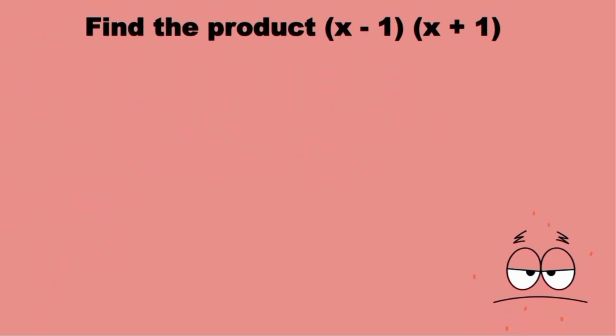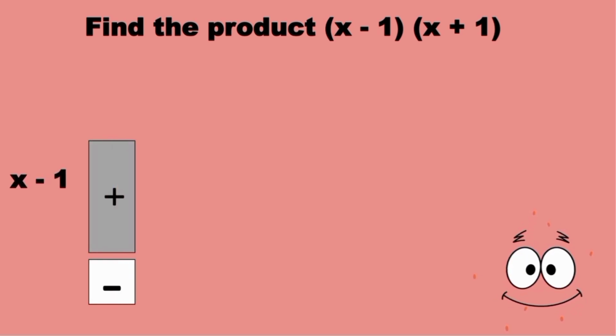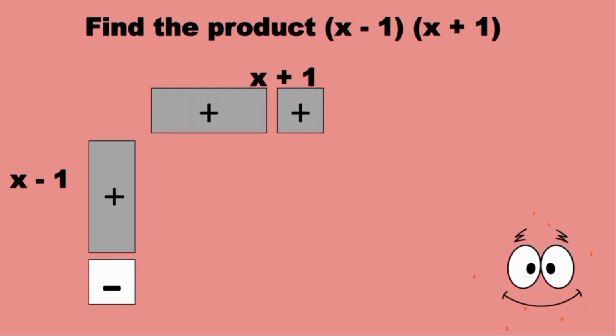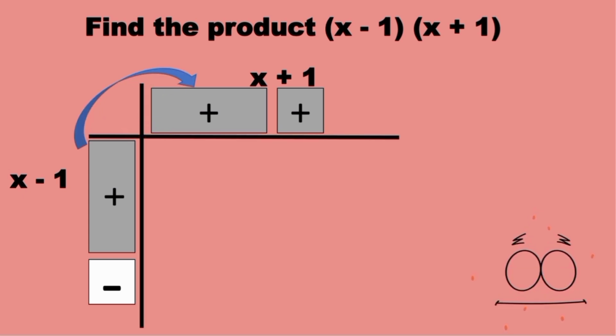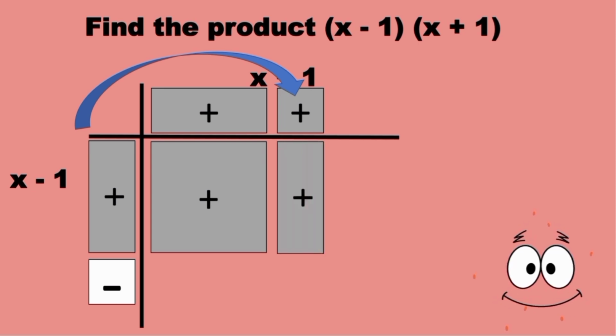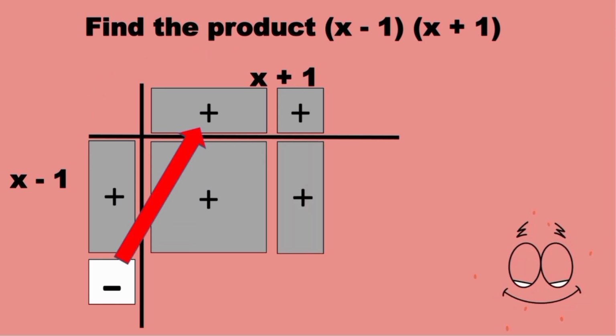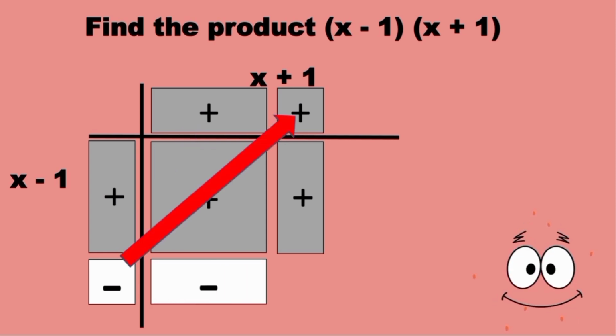First, let's find the product of x minus 1 and x plus 1. We will use algebraic tiles. Here is x minus 1, and here is x plus 1. Now, let's multiply. x times x is equal to x squared. x times positive 1 is equal to x. Now let's proceed to the second term. Negative 1 multiplied by x is equal to negative x. Negative 1 multiplied by 1 is equal to negative 1.